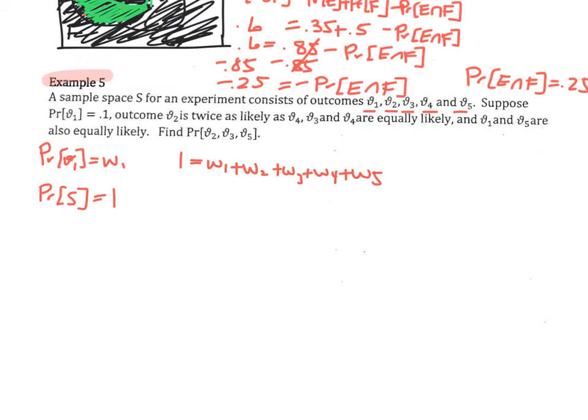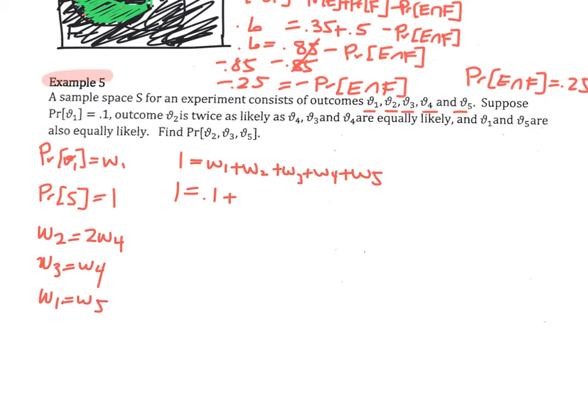And then it gives you some clues. It says that W1 is 0.1. Anytime you can label with a number, use a number. And then the rest try to convert to be the exact same W. So let's see, it says that W2 is twice as likely as W4. 3 and 4 are equally likely. And 1 and 5 are also equally likely.